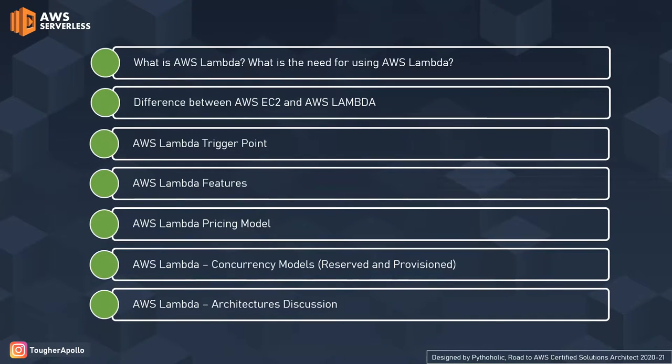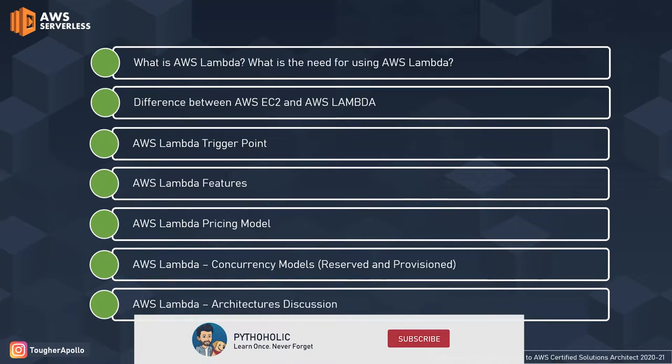So in today's session, we will be discussing what is AWS Lambda, what is the need for using AWS Lambda, and we'll also see the differences between AWS EC2 and AWS Lambda. We will check out some of the trigger points that we have for AWS Lambda, that is the AWS Lambda trigger points. And we'll also see some of the features for AWS Lambda.